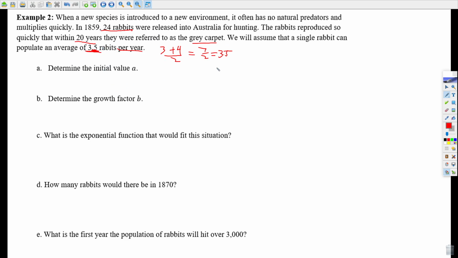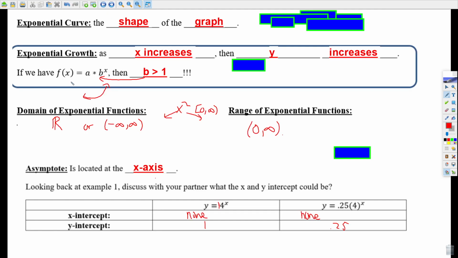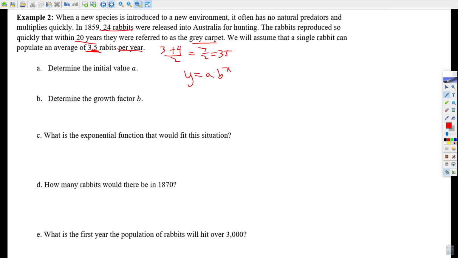Okay, so we're going to go back and use the formula that we originally had, the y equals a times b to the x. So I'm actually using this one back here, all the way back here. I'm just not using f of x, I'm using y. Is it better to use f of x? It doesn't matter. Yeah, we'll just use y.